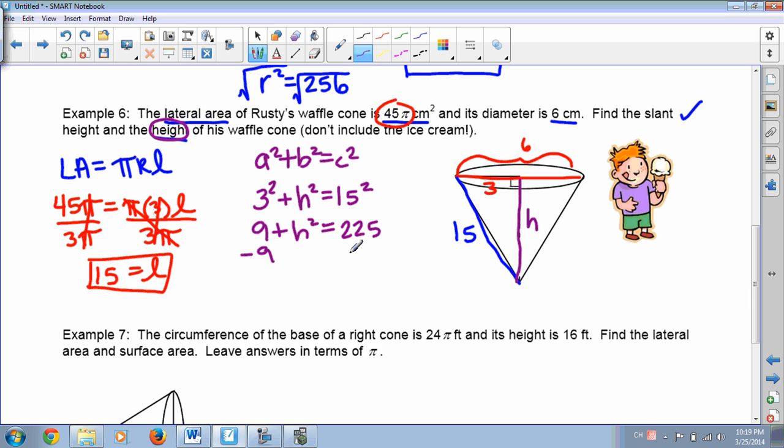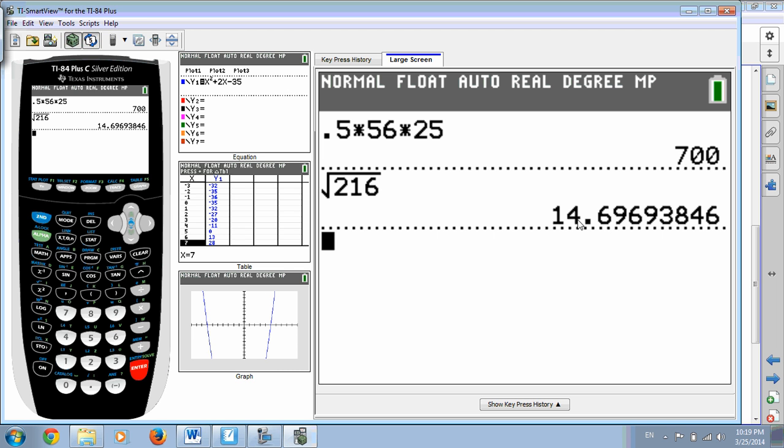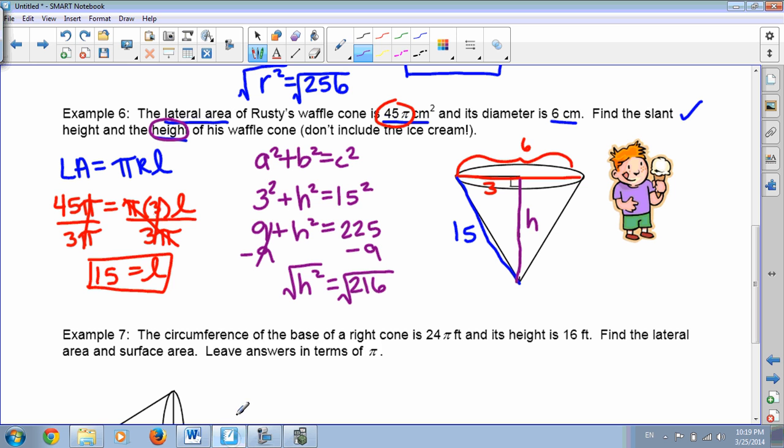Okay, subtract 9 from both sides. H squared is equal to 216. Then we need to take the square root of 216. I'm going to put that on my calculator because that is not a perfect square. The square root of 216 is about 14.7, and it's centimeters. So the height of our cone is about 14.7 centimeters, and the slant height of our cone is 15 centimeters.